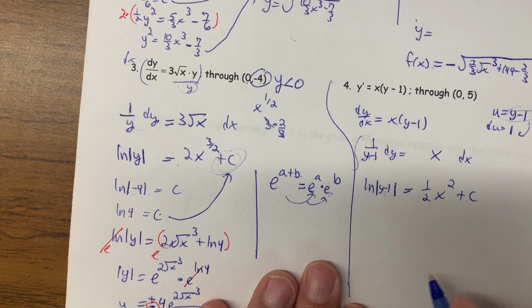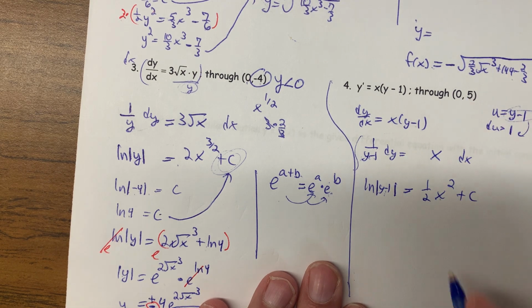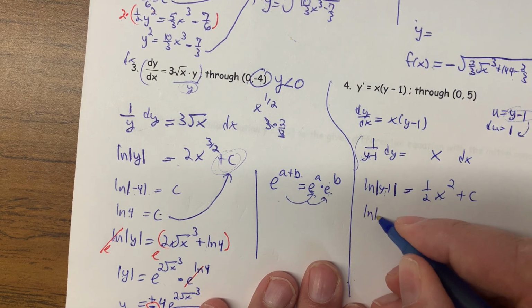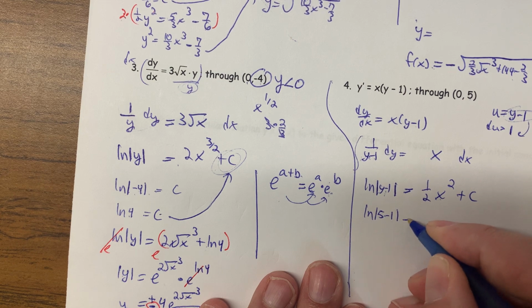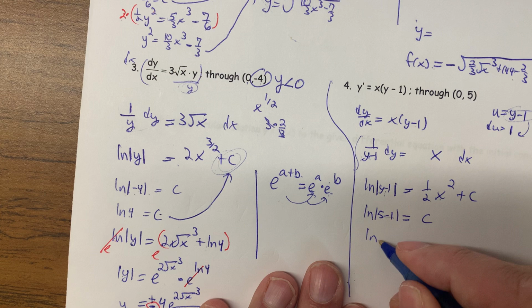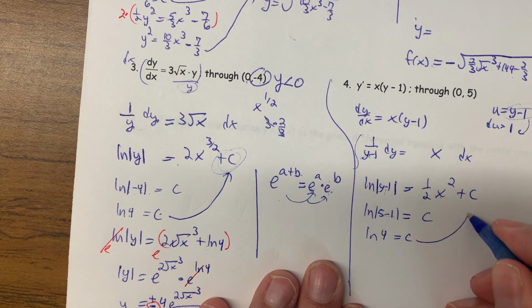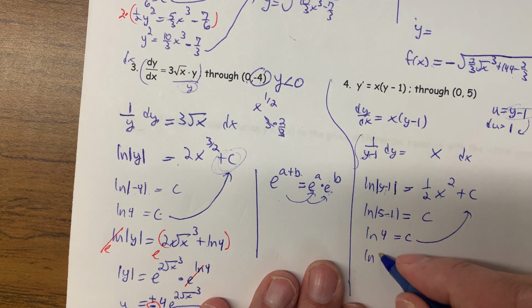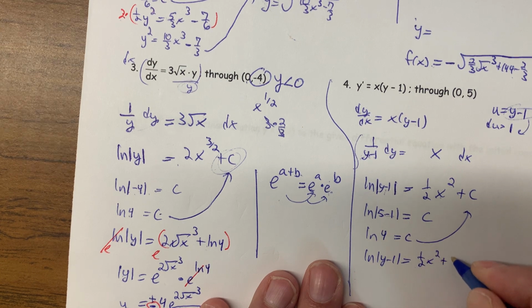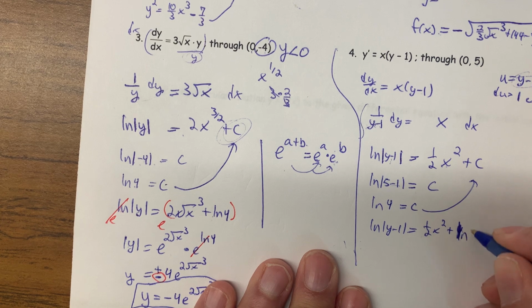So let's solve for c here. When x is 0, y is 5. So natural log of 5 minus 1 equals c. So 5 minus 1 is 4, and then absolute value of 4 is still 4. So c is natural log of 4. So let's plug that in. Natural log of absolute value of y minus 1 equals 1/2 x squared plus natural log of 4.